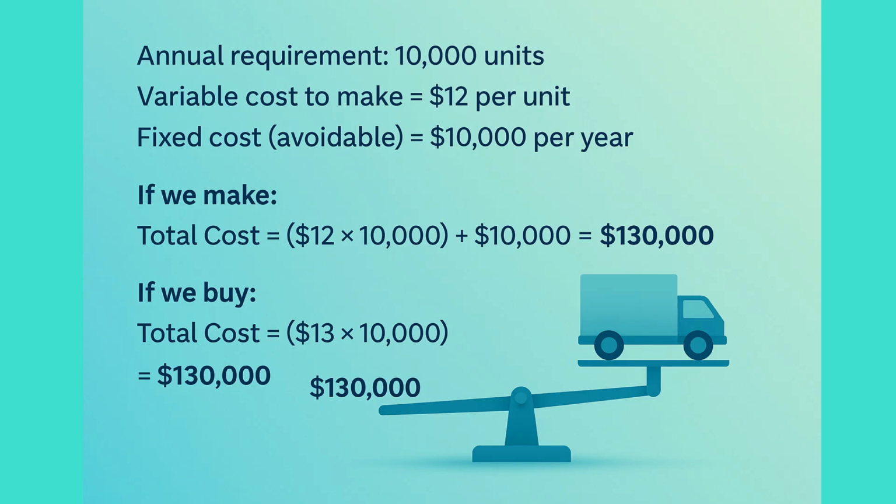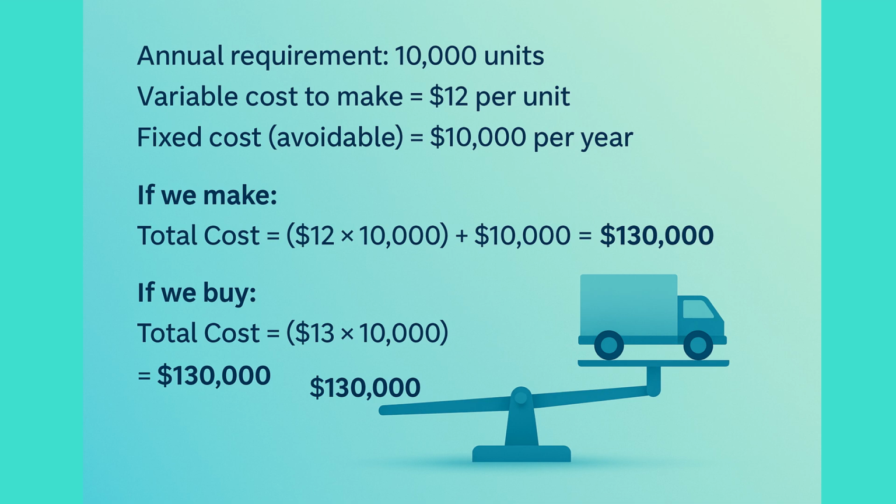Let's take another example. Annual requirement, 10,000 units. Variable cost to make equals $12 per unit. Fixed cost avoidable, $10,000 per year. Supplier price is $13 per unit.